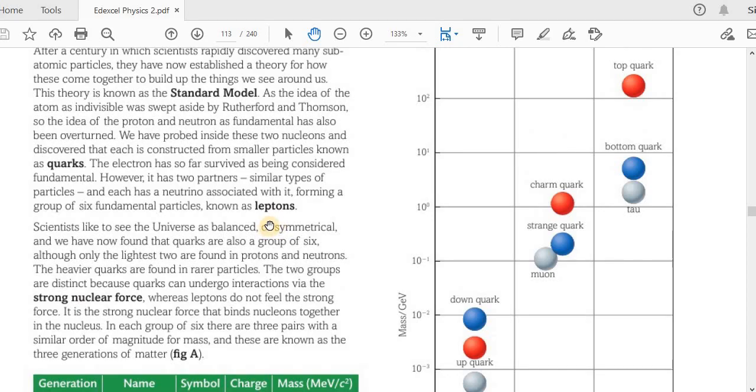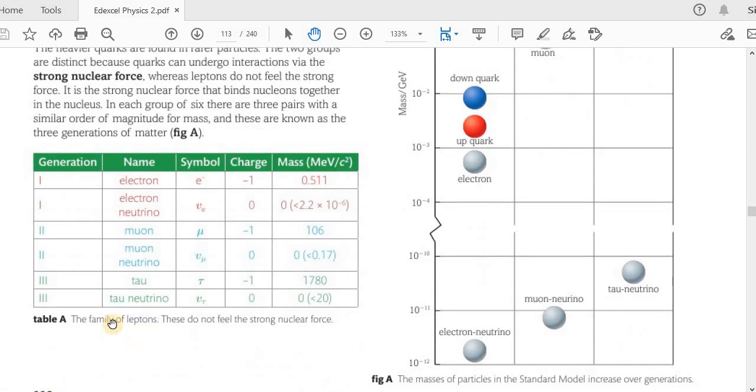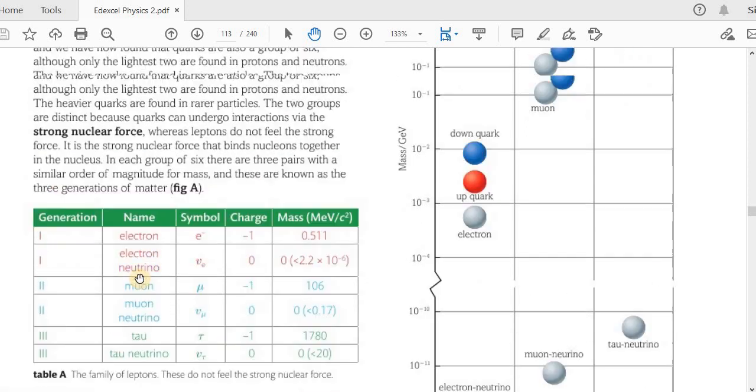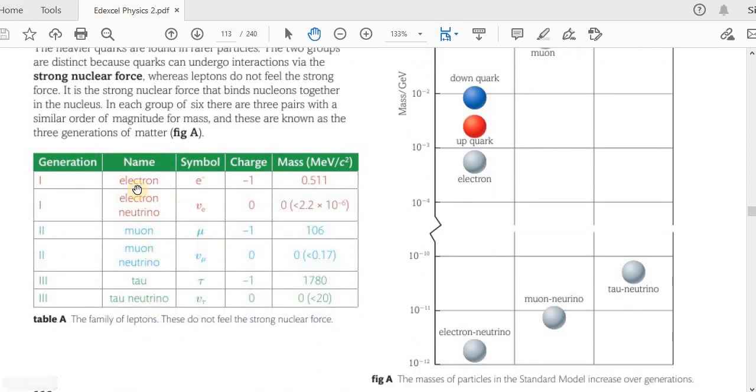The leptons are all classified here. Electron is in the family of leptons. However, the electron has so far survived as being considered fundamental. It has two partners, similar types of particles, and each has a neutrino associated with it, forming a group of 6 fundamental particles known as leptons. So these are all fundamental particles.